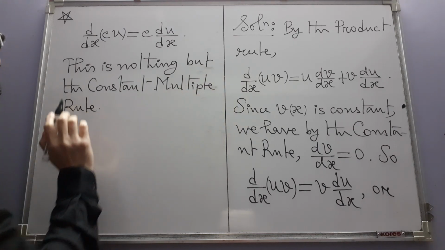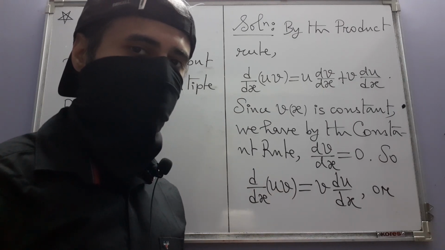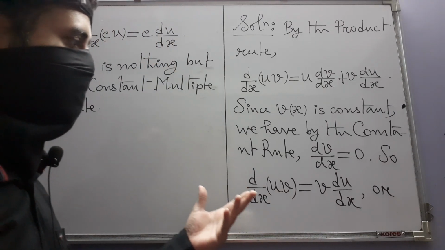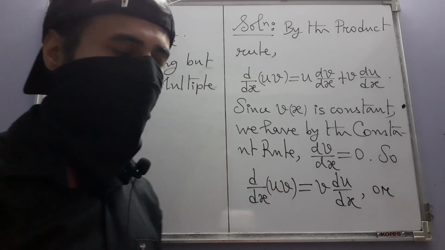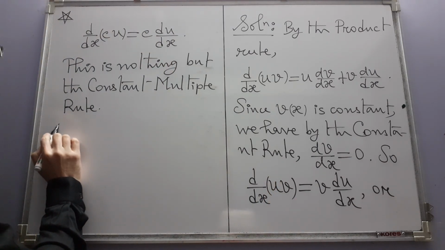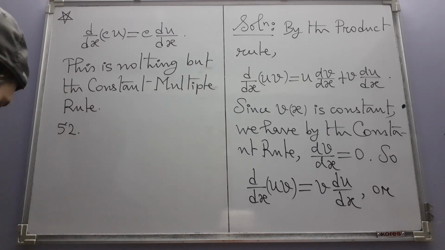So you see that the constant multiple rule is a special case of the product rule, in the sense that it can be derived as a corollary of the product rule. Next, 52. So the solution ends there.